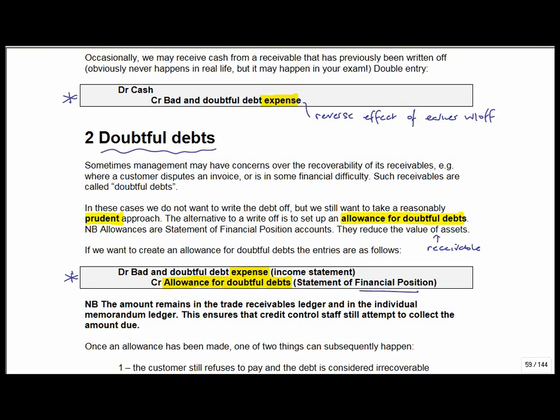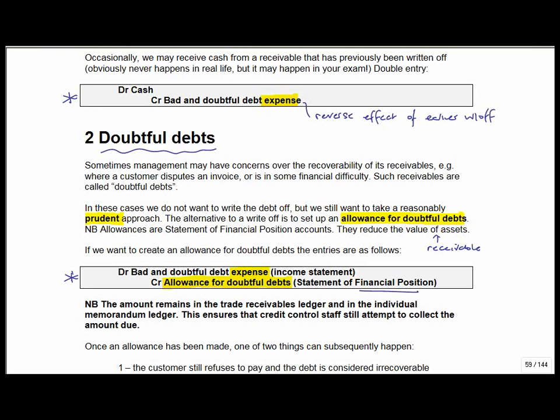Okay, by doing this, we haven't touched the receivables account. So the amount that we're owed still stays in the receivables control account. It still stays in the memorandum ledger. So our credit control department can continue to try and recover the amount that we're owed.